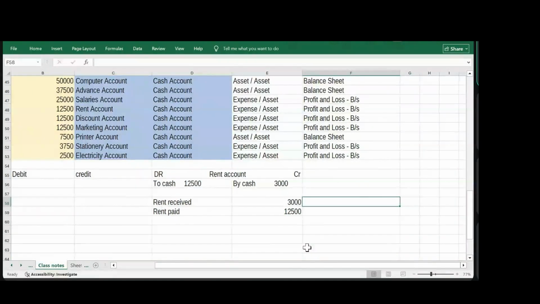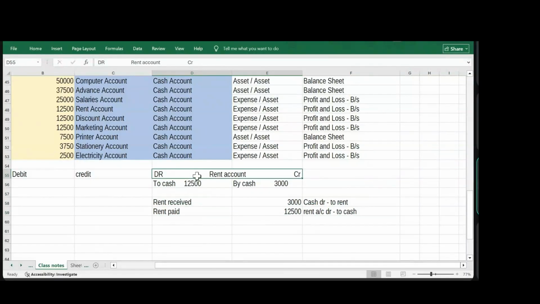Here rent received means cash account debited to rent. Here rent paid is rent account debited to cash account. This is going to be the entry. This will be your journal entry, two journal entries if you receive and if you pay. The same thing when you put into a T form, this is what it is going to be. Rent account debited to cash. This entry. Now this 3,000 cash debit to rent from this side to this side.